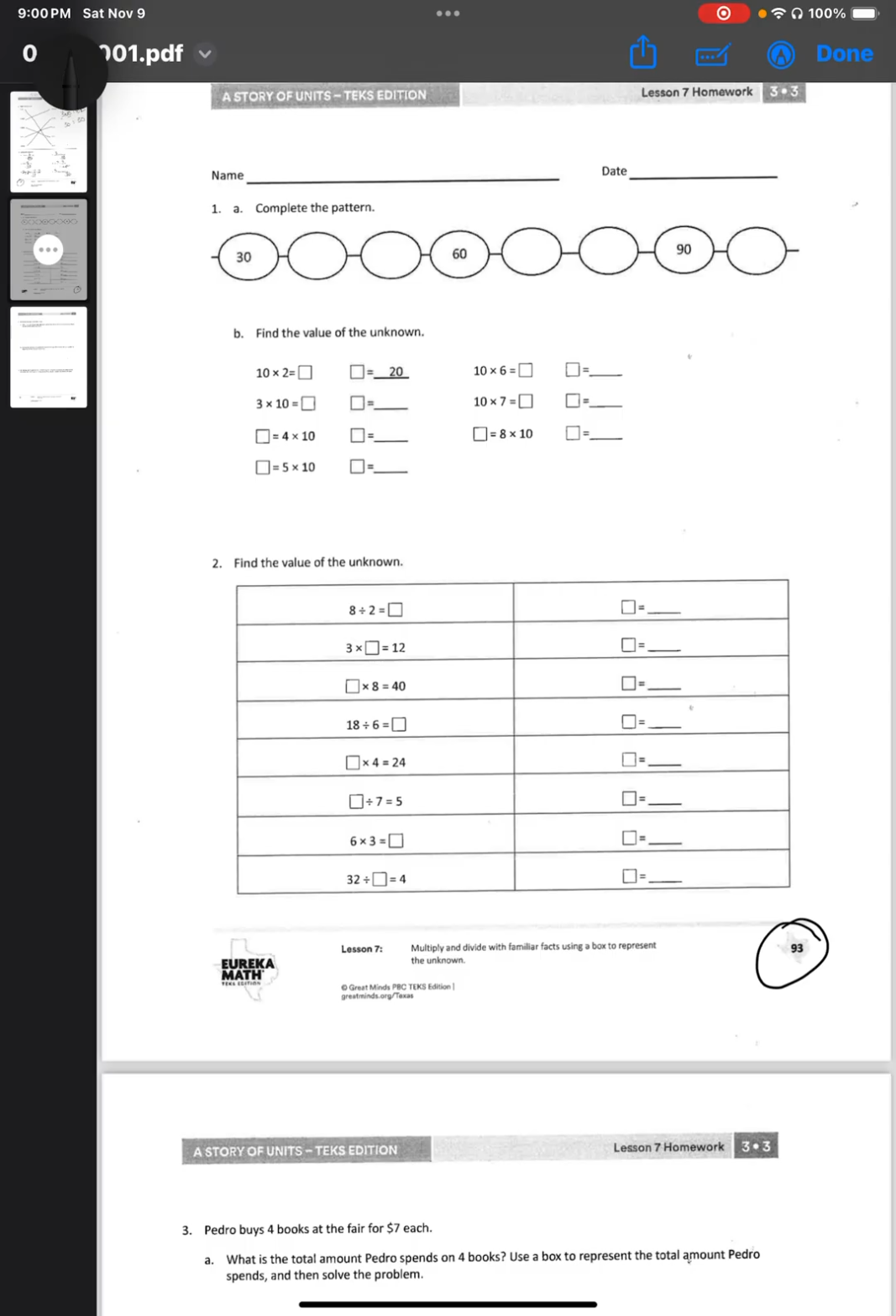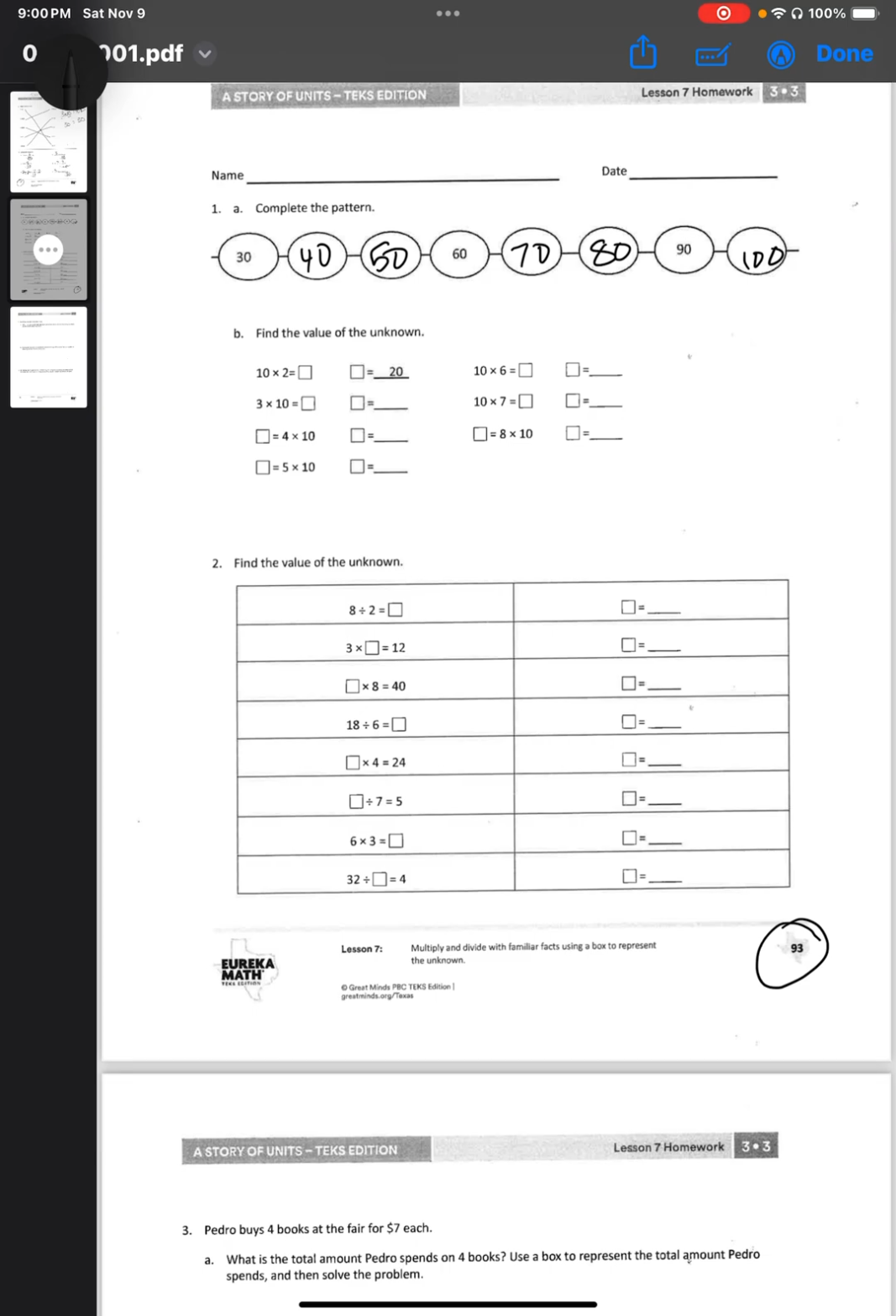Now at the top it says complete the pattern. We're looking at these circles. They have a number in it. We need to figure out what goes in the missing spaces. We have 30, something, something, 60, something, something, 90, something else. Well, we can try counting by tens. That's a good place to start. 30, 40, 50, 60, 70, 80, 90, 100. And that worked out for us just fine.